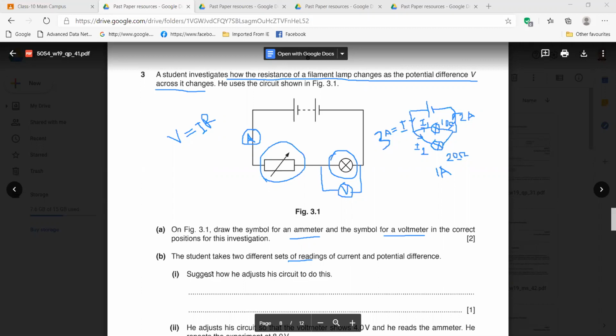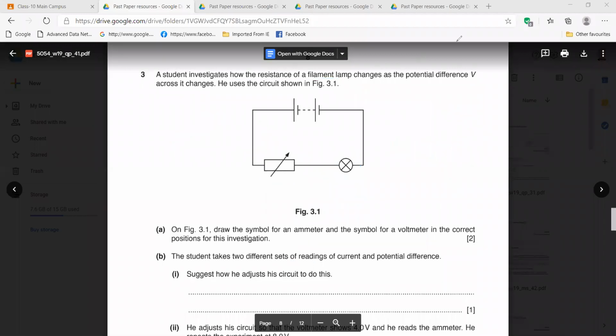So suggest how he adjusts his circuit to do this. We can write any one. We can write the one Jiva told: we can increase the voltage of the power supply, or we can vary the resistance of the variable resistor. So is this one clear? Part B1 is clear to you? Yes, sir. Okay, thank you. Now we are going to the next part.